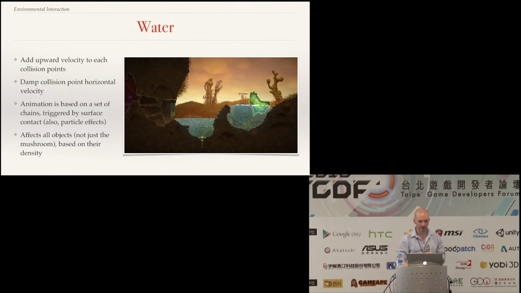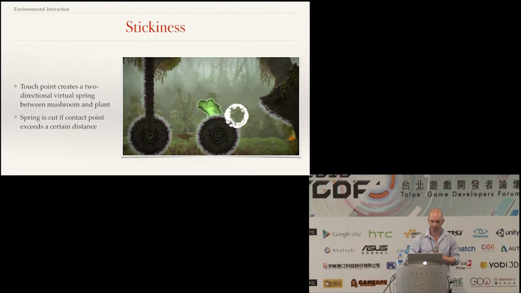The animation of the water is based on, as we said, this surface area. It's actually not part of the physical interaction, just for show. And this behavior affects all the objects that you can see here. We have stickiness later on in the game. Again, this one is very, very simple. You just apply a virtual spring between pieces that touch and interlock with the mushroom. It creates this virtual lock. If the distance grows too much, then it just cuts, and this creates an interesting behavior.